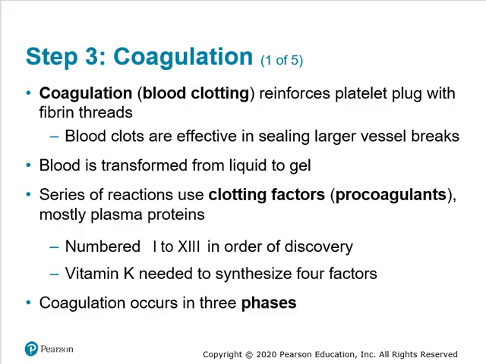This actually is going to include a series of reactions that use procoagulants, or clotting factors, that are mainly plasma proteins. They're numbered generally from 1 to 13. They're in the order of discovery, and many of them need vitamin K to be synthesized. And coagulation is going to occur in 3 phases itself.